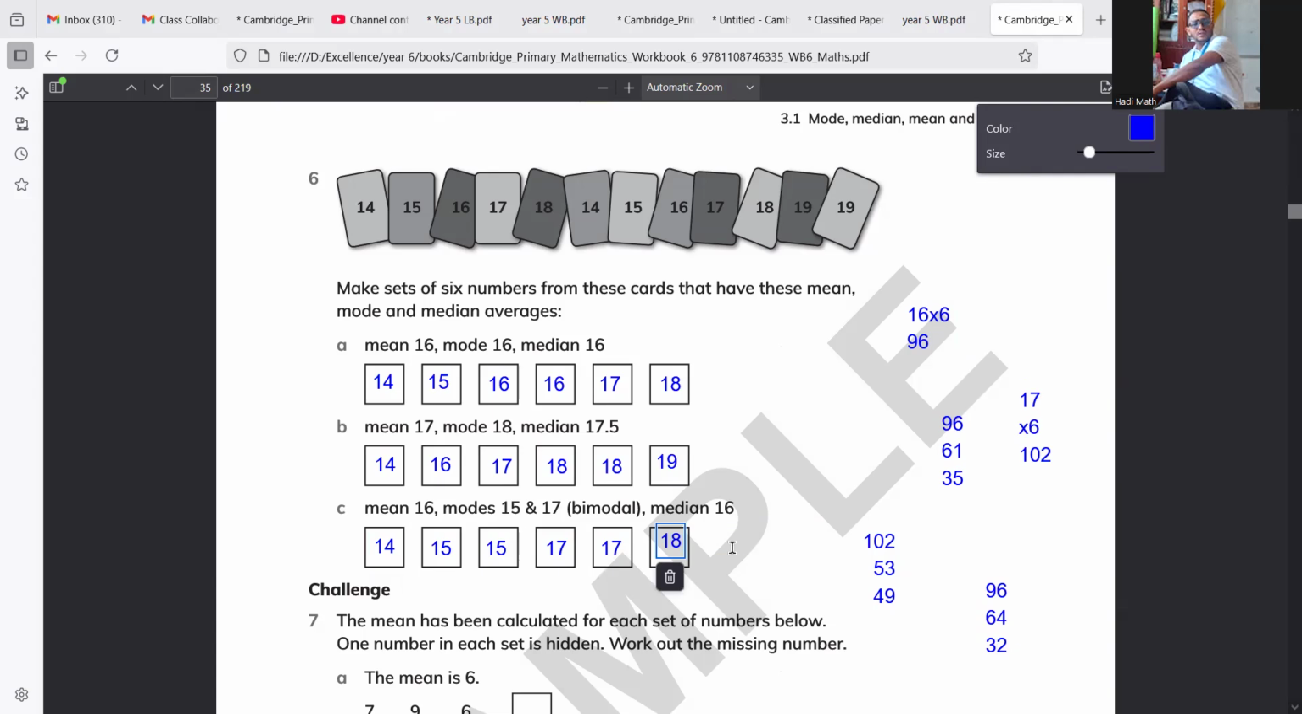And that's it. Okay, from question 7, we're going to see it in part 2 of this exercise. That's all for now, and thank you.